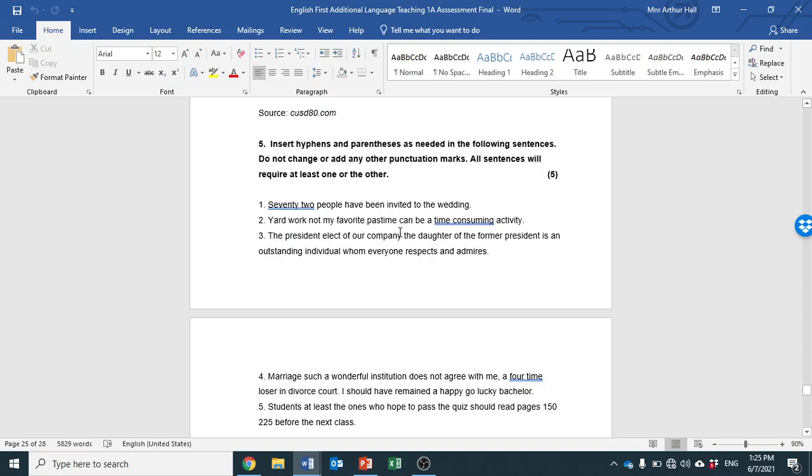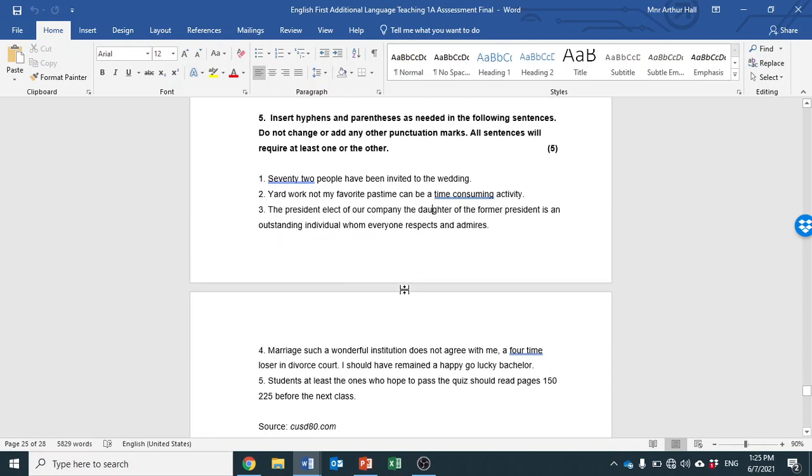No, I'm sorry, we don't use colons or commas here. We need to read the instruction. So therefore, that extra information needs to go in parentheses. So brackets are there, and the president of a company, in brackets, the daughter of the former president, close brackets, is an outstanding individual with whom everyone respects and admires.